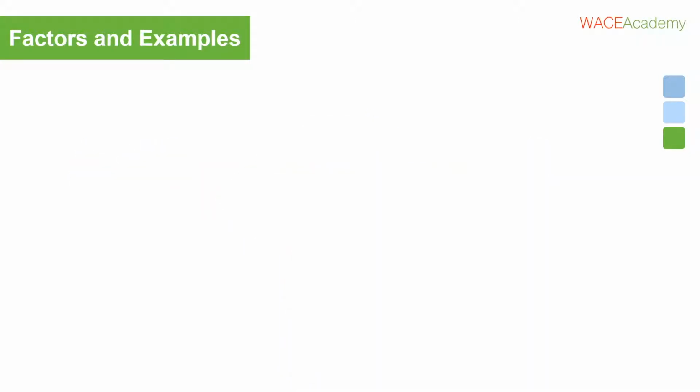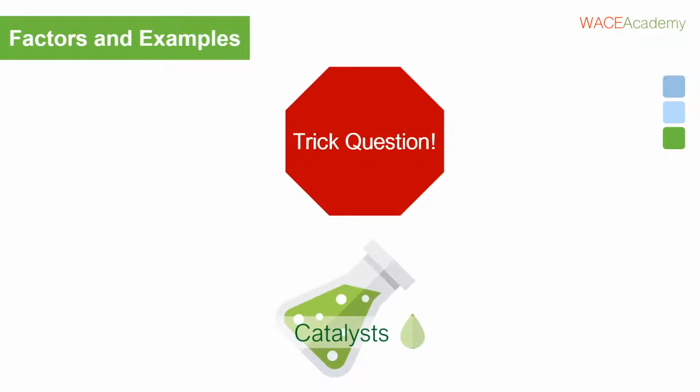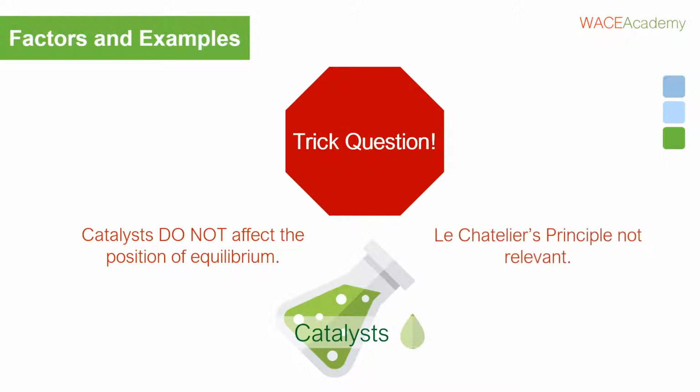Now, catalysts are included in this dot point, but it's a bit of a trick question. The use of catalysts can't actually affect the position of equilibrium at all, so we can't apply Le Chatelier's principle to it. This is because if we add a catalyst, it will speed up the forward and backward reactions the same amount. So both reactions might be going faster, but they'll still be going at the same rate proportional to each other. Alright, that's the end of our content for today.